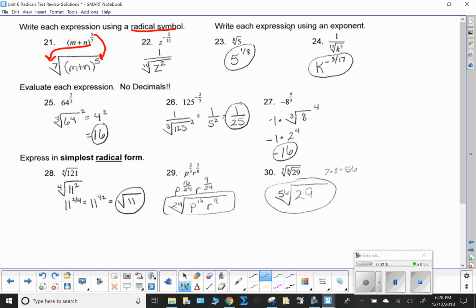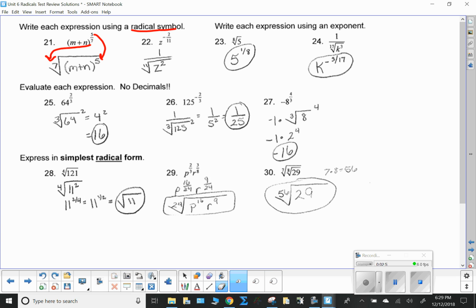Now, write each expression using an exponent. Again, over here we have the 8th root of 5. This is 5 to the first power. 5 is a prime number, so I can't do anything else with it. So the 8 goes to the denominator, 1 goes to the numerator. Pretty basic there. 1 over the 17th root of k cubed. Again, remember when I bring k up, that's that negative. That negative is what tells me it goes in the denominator. 3 is the power, 17 is the denominator. That's it, just rewriting, no simplifying.